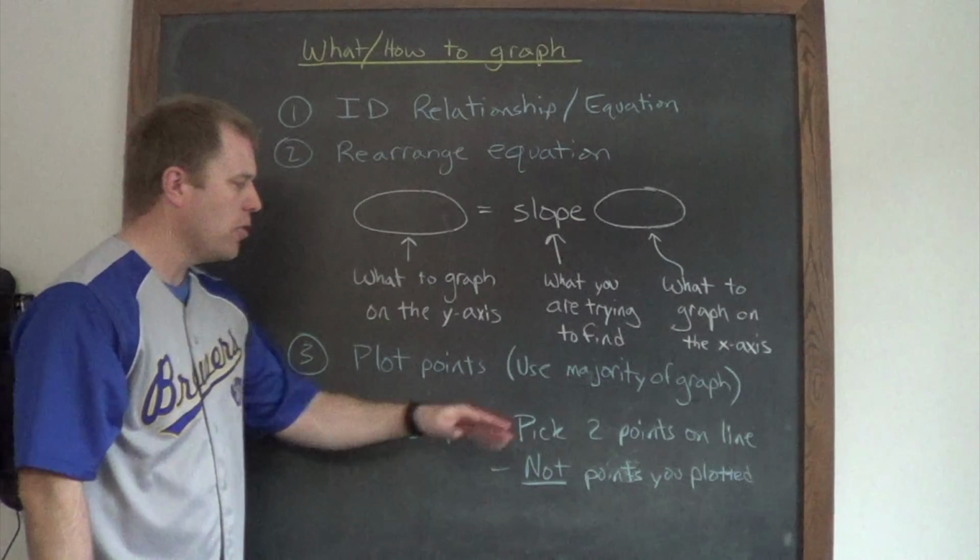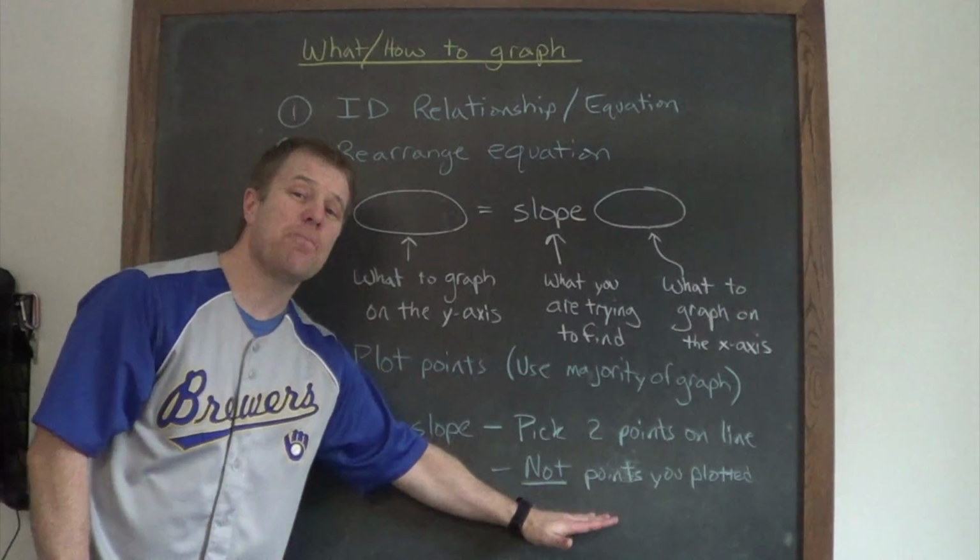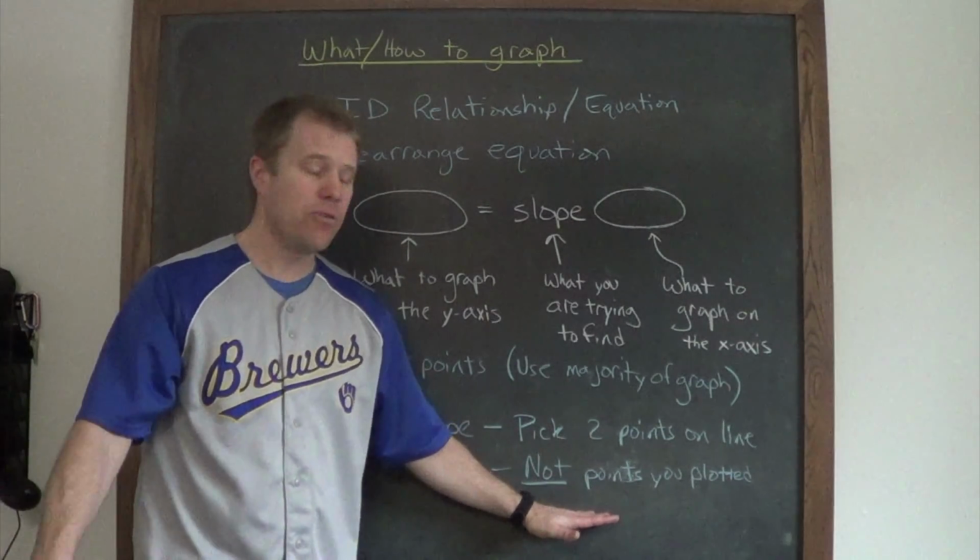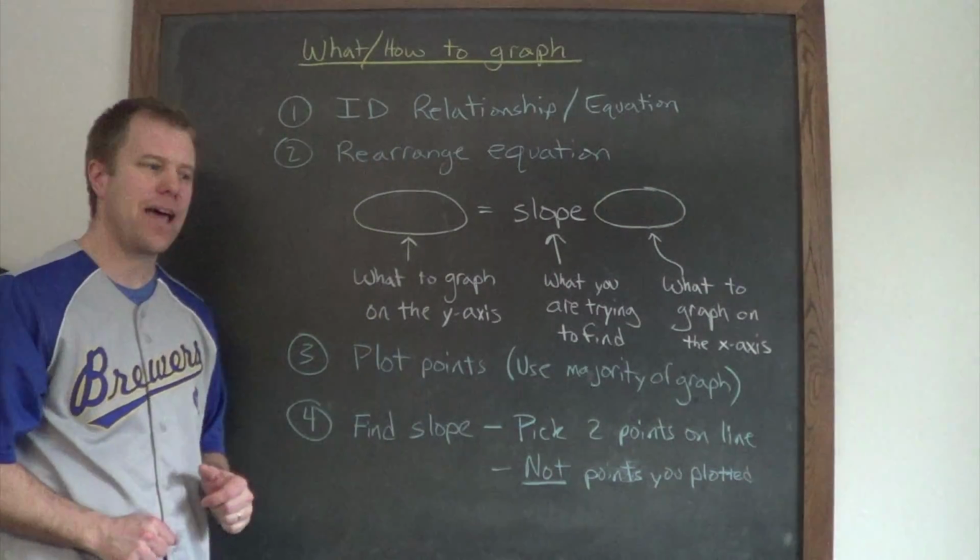Okay, so when you find that slope, pick those 2 points. Make sure they are not points that you plotted. That will downgrade you points. So make sure they're points that are not plotted.